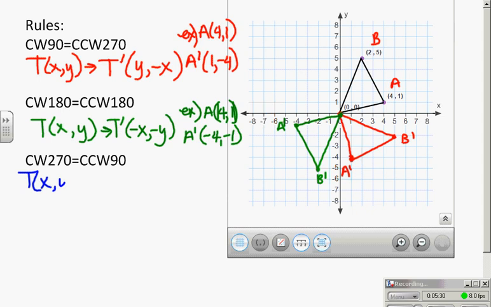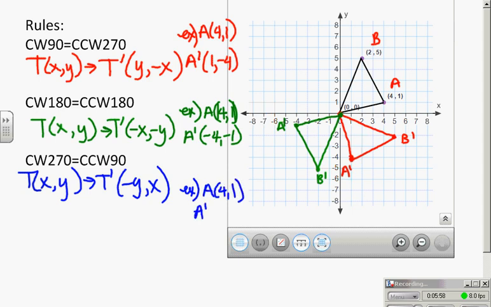Our third rule says that I need to have the opposite sign on the y, but leave the x alone. So it's really opposite of the clockwise 90 versus counterclockwise 90. Still switch the x and the y, just do the opposite sign on the y now, which makes sense because of the fourth quadrant. So for example, A is at 4, 1.